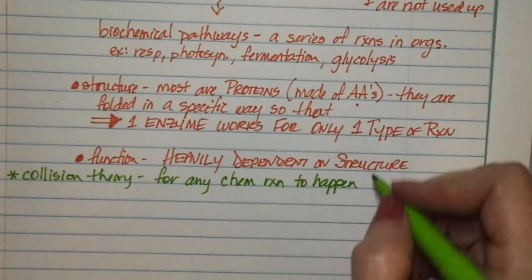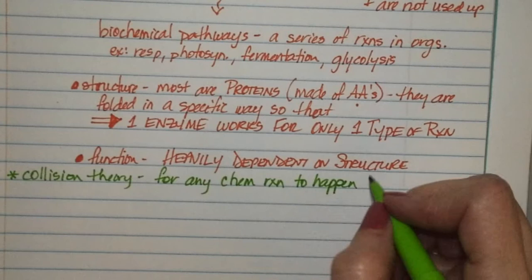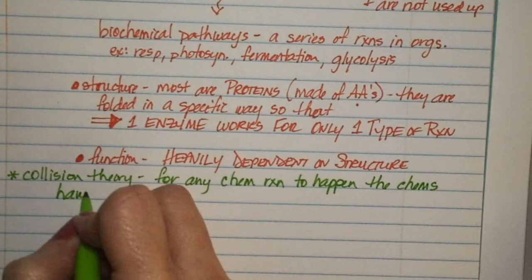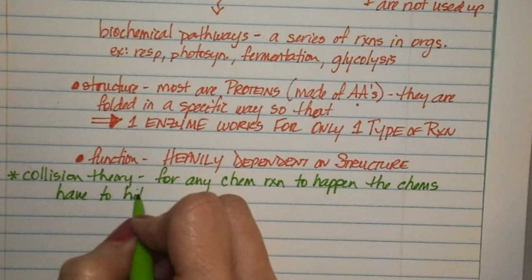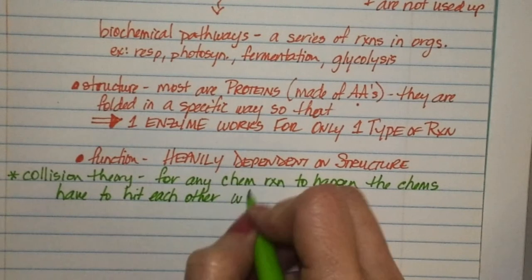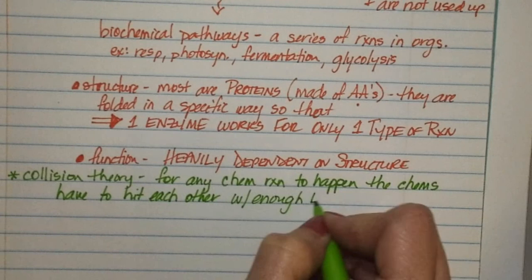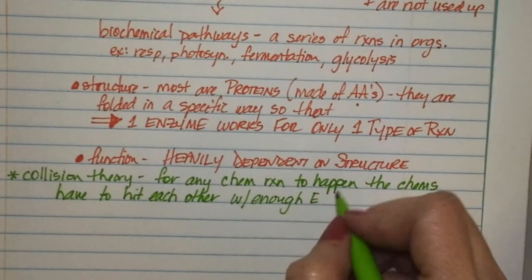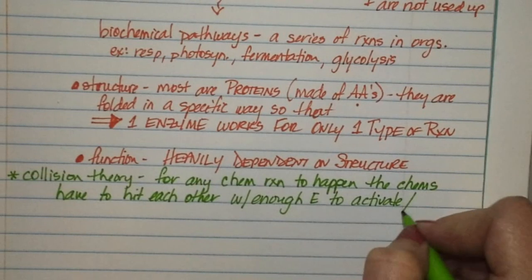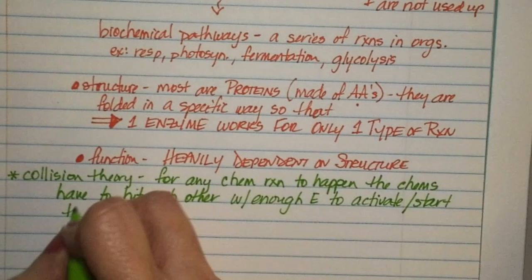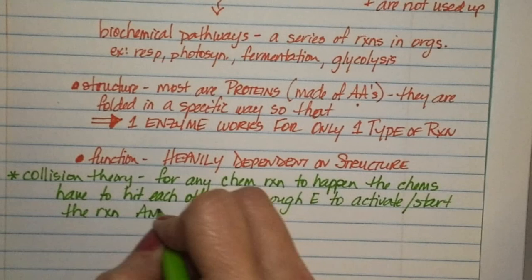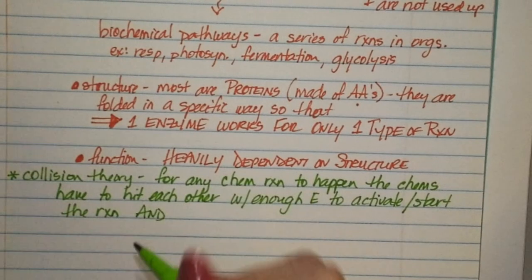The reactants, yeah? The chemicals have to hit each other with enough energy to activate or start the reaction. And the word activate is usually what we talk about. And what that means is, and we just finished studying this in AP Chem, they have to hit each other with enough energy so that they overcome this thing called an activation energy barrier.